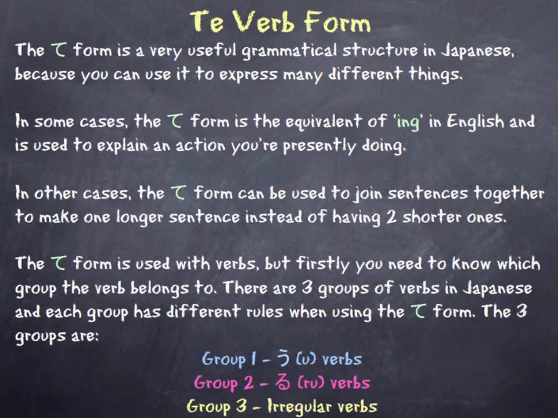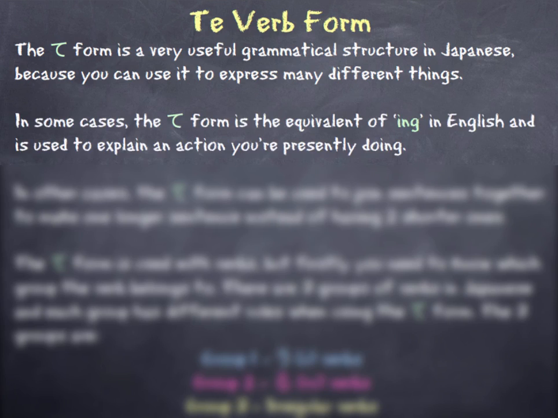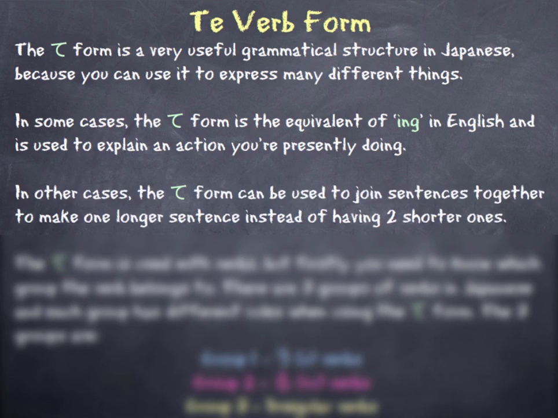Hey guys, today we're going to have a look at how to make the te verb form. The te form is a very useful grammatical structure in Japanese because you can use it to express many different things. In some cases, the te form is the equivalent of "ing" in English and is used to explain an action you're presently doing. In other cases, the te form can be used to join sentences together to make one longer sentence instead of having two shorter ones.